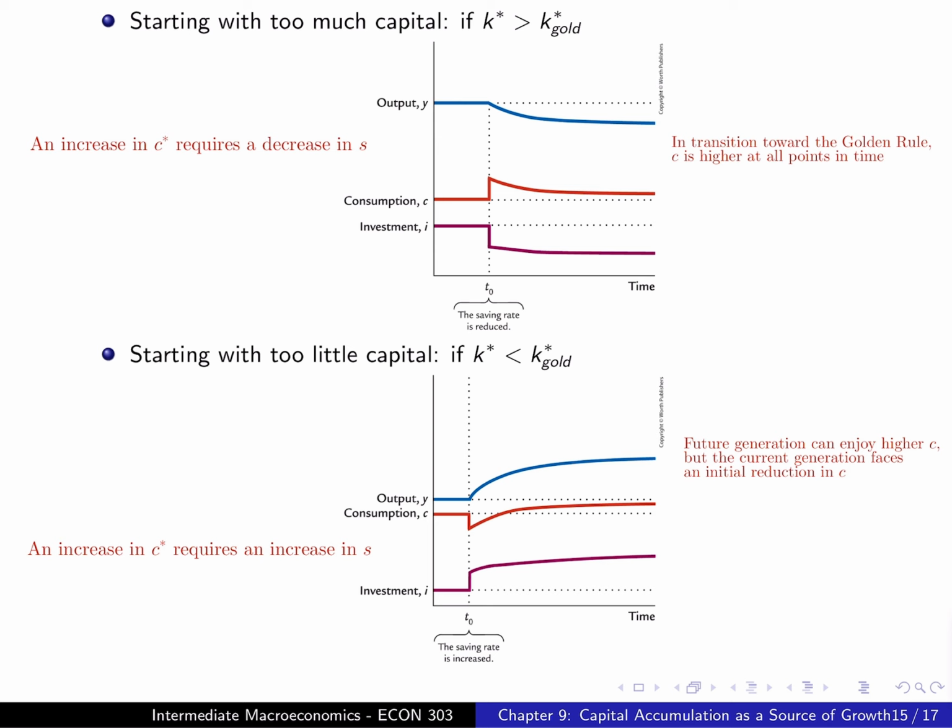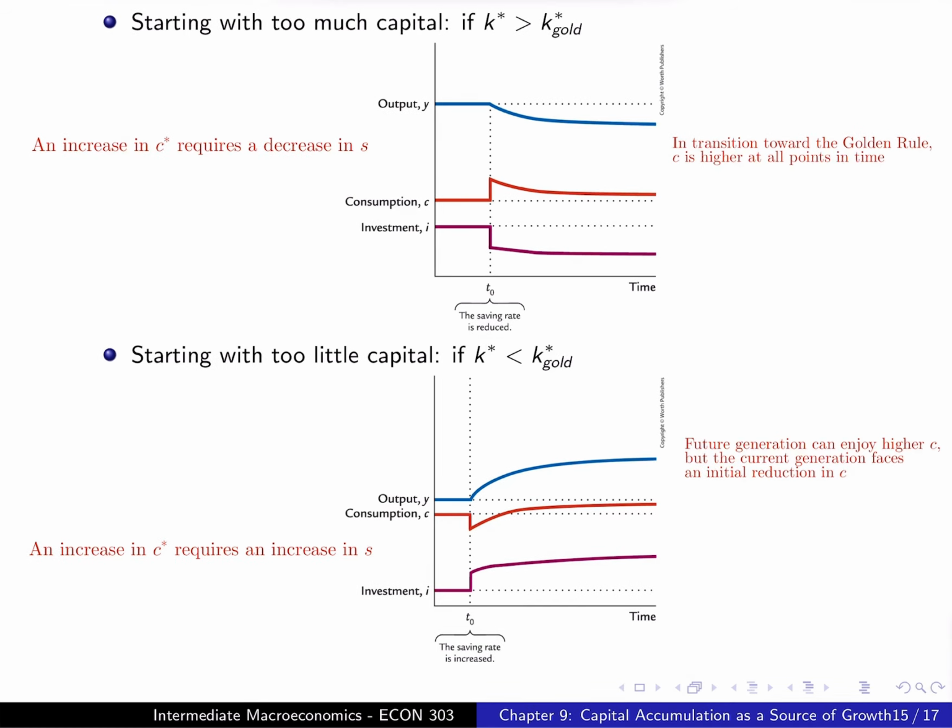Next, consider the case when the economy starts with too little capital, that is, if lowercase k star is less than lowercase k star gold. At time t0, the saving rate is increased. Initially, consumption lowercase c falls because a larger share of output is allocated to investment. Investment lowercase i jumps up immediately due to the higher saving rate. Over time, as more capital accumulates, output lowercase y rises. Consumption lowercase c also rises gradually as output increases, eventually reaching a higher steady-state level.